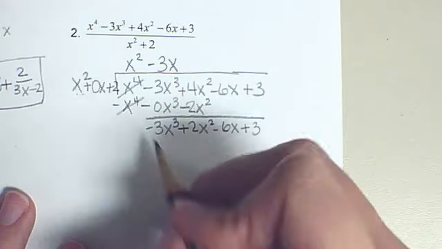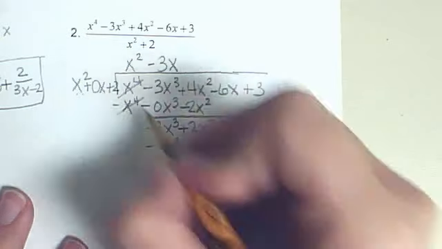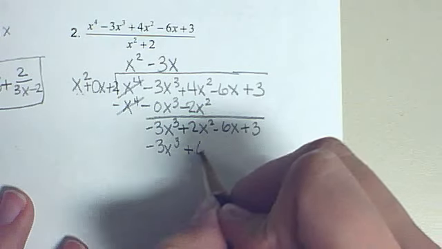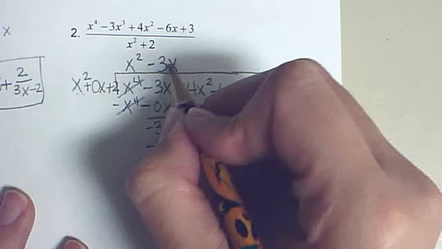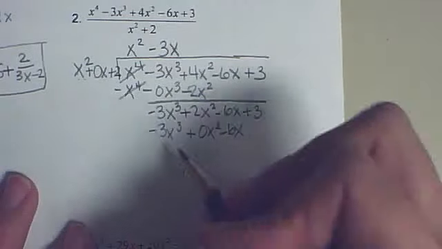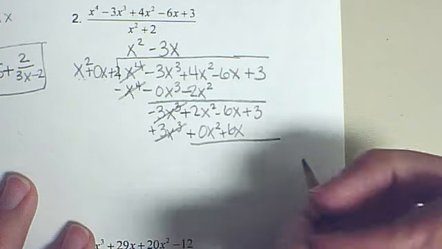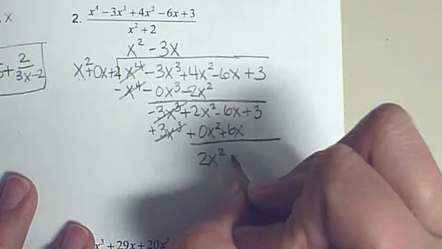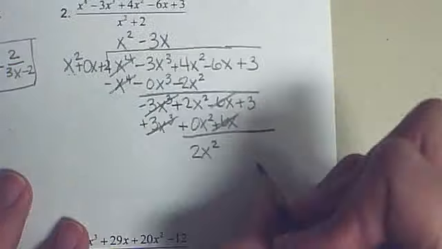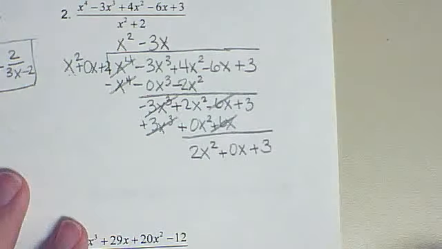Negative 3x times x squared is negative 3x cubed. Negative 3x times 0x is 0x squared. Negative 3x times 2 is negative 6x. Now I'm going to flip my signs. My first two terms cancel, and I'm left with 2x squared. Those cancel, so I've got plus 0x and plus 3.